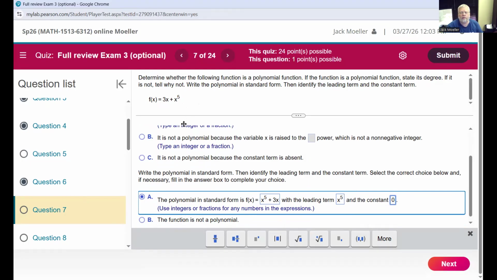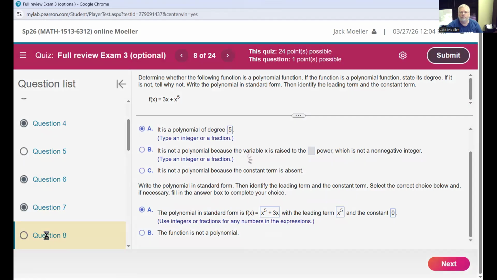But you still need to be able to look at it, see if it's a polynomial or not, know what the degree is, and know what the leading coefficient is. That's what you really need to do. So I would say ignore this version of the question.